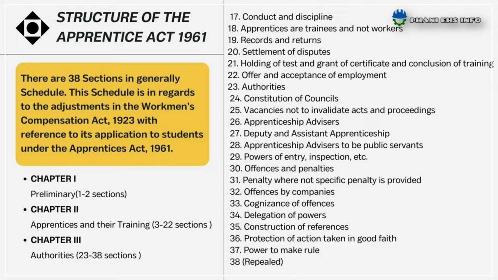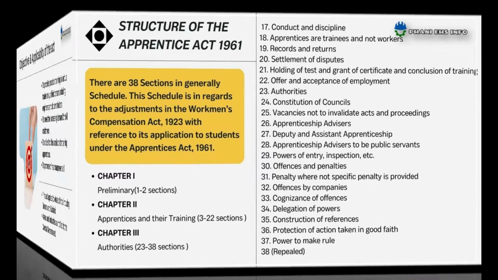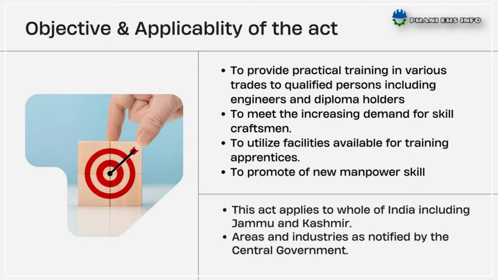38. Repealed. The objective of this Act is to provide practical training in various trades to qualified persons, including engineers and diploma holders, to meet the increasing demand for skilled craftsmen, to utilize facilities available for training apprentices, and to promote new manpower skill.